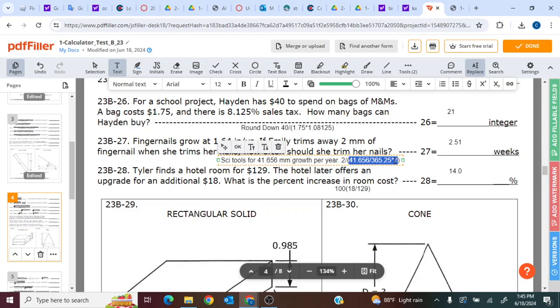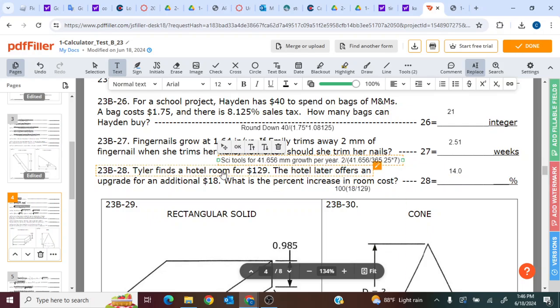week. However, she trims her nails once they reach 2 millimeters. So you have to figure out how many weeks that is by reciprocating that, which is why you're dividing, until you get to 2 millimeters, which is right here. So her nails grow 0.798 millimeters per week, and she has to trim them when they reach 2 millimeters, so you divide 2 by that number, and you get the total number of weeks.